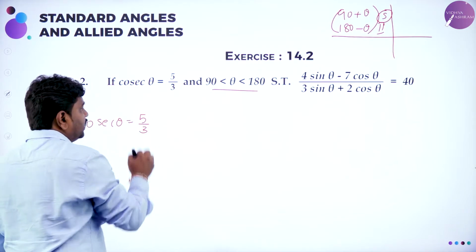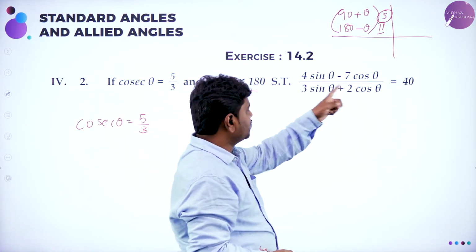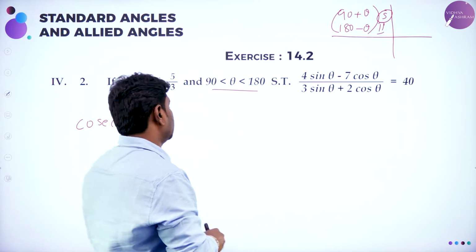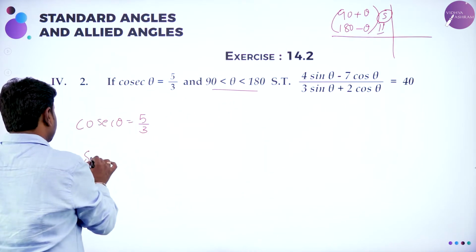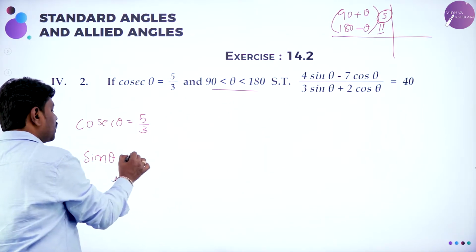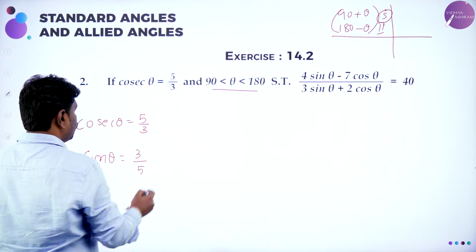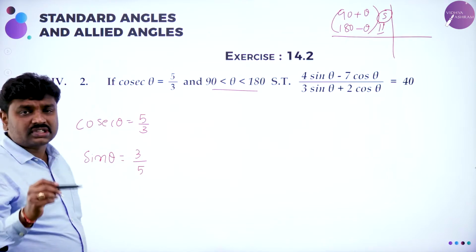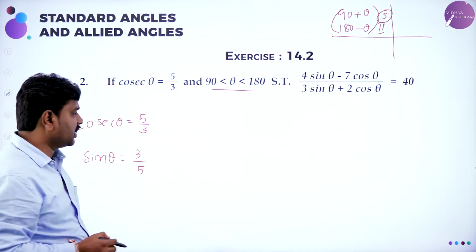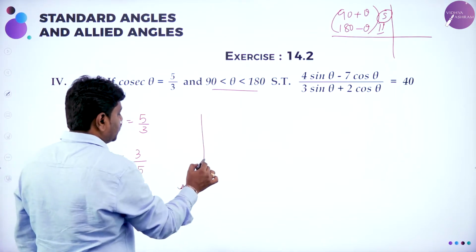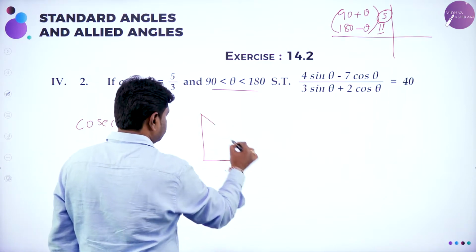They want you to calculate 4 sin theta minus 7 cos theta divided by 3 cos theta plus 2 cos theta. So from cosecant, what is sin theta? Sin theta is the reciprocal of cosecant theta. Reverse it, so it will become 3 by 5. Now if you want cos theta, either you can use an identity or construct a triangle. So take a right angle triangle.